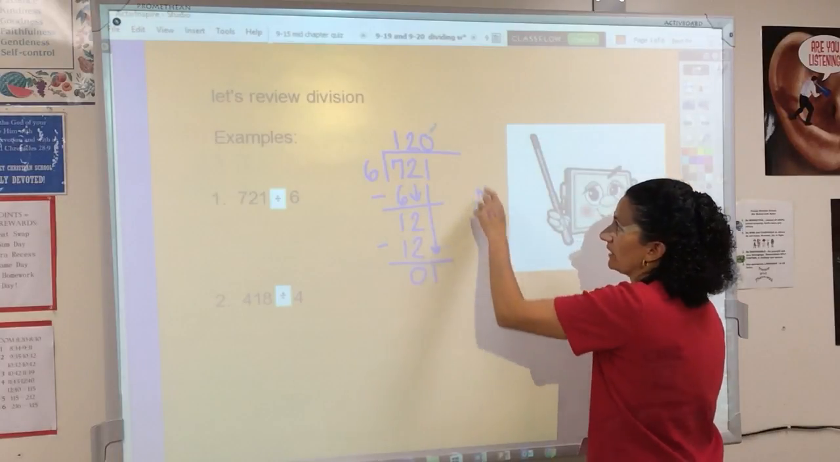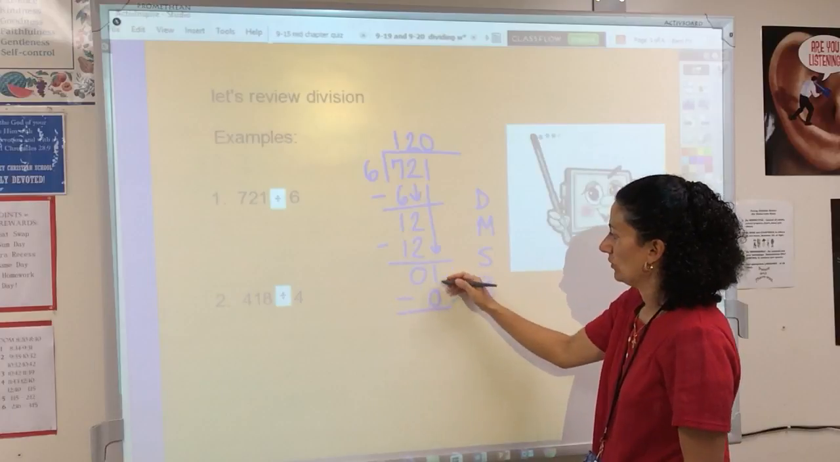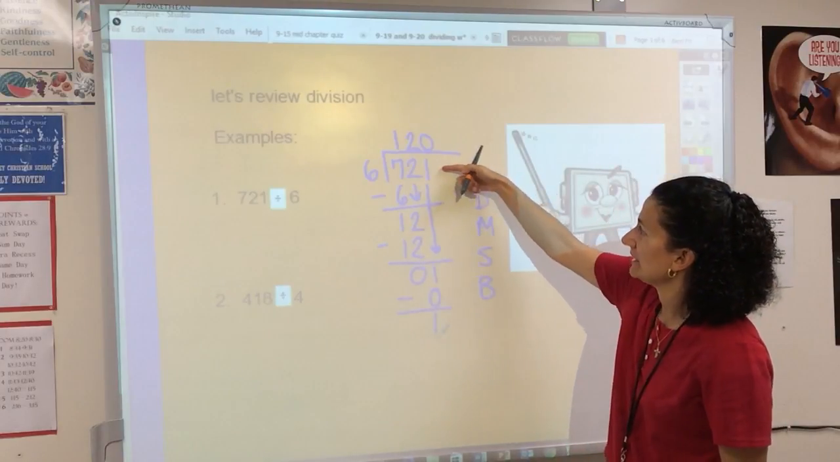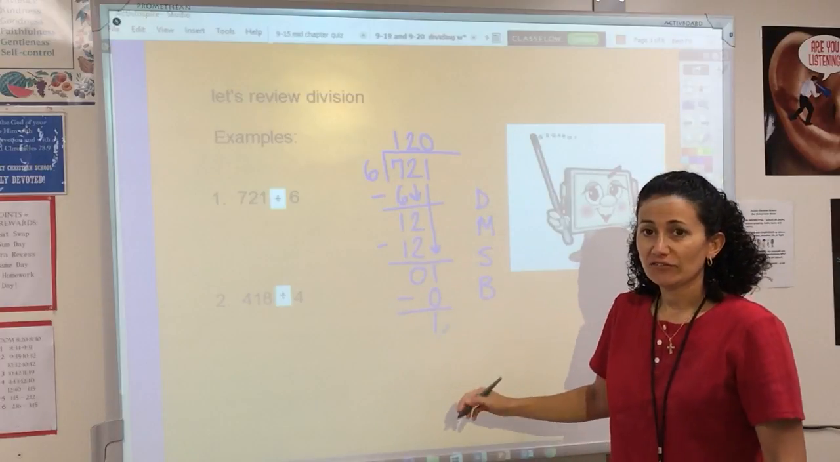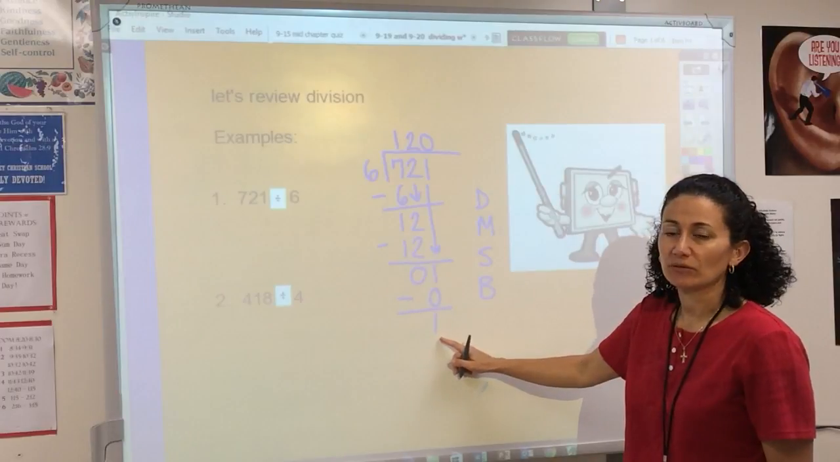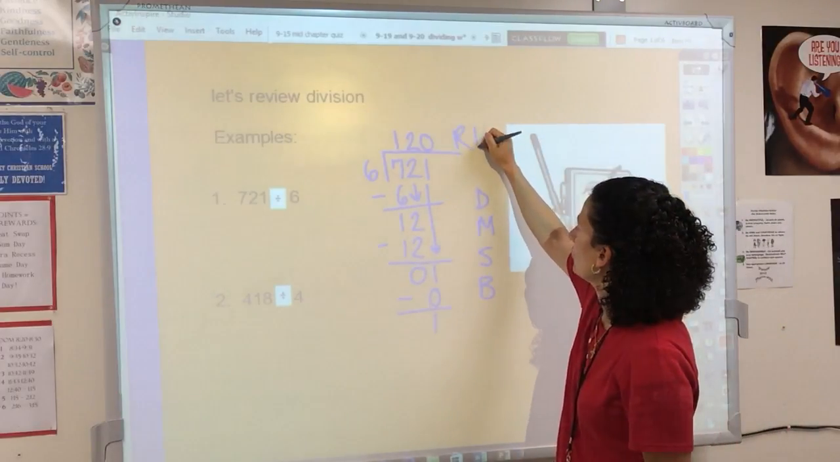And again, I'm going to multiply. 0 times 6 is 0. Subtract. 1 minus 0 is 1. And when you have nothing else to bring down, you are finished. If you have a remainder down here at the bottom, if this number is not 0, then you're going to bring that up as your remainder. So this is going to be remainder 1.